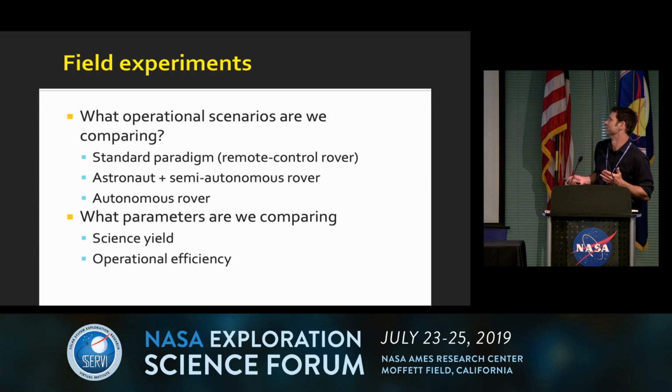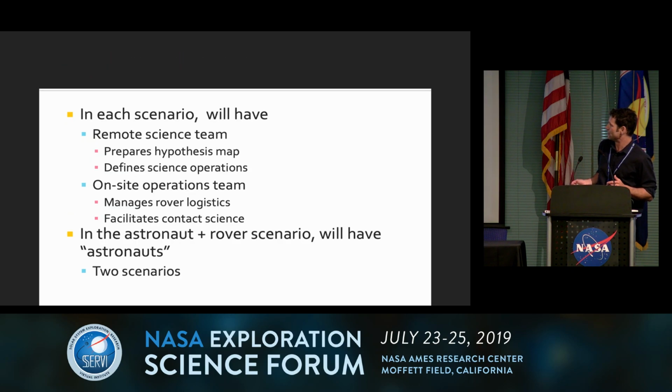So the operational scenarios we are comparing are basically the standard paradigm, an astronaut and a semi-autonomous rover, and the autonomous rover. And we want to compare the science yield and operational efficiency. So we're going to have a remote science team, which basically prepares the hypothesis maps and prepares the different science operations. And we have the on-site operations team.